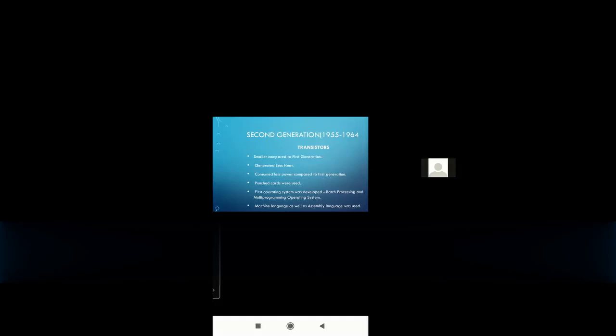Punch cards were used. For example, Intel Core, hard disk, like that. First operating system was developed, batch processing operating system. Growth of computer was determined by the development in technology. Machine language as well as assembly language was used. In computer there were two languages: one was machine language and the other assembly language, which we were typing on the keyboard.